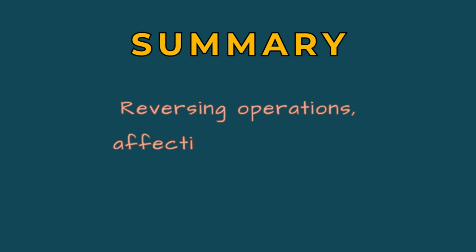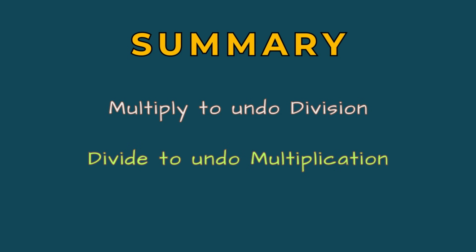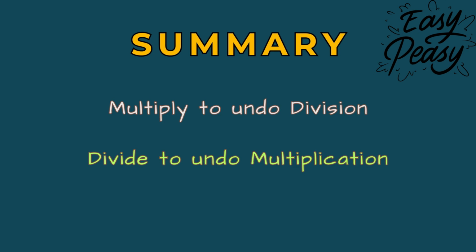To sum it up, solving equations with multiplication and division is all about reversing the operation that's affecting the unknown. Multiply to undo division and divide to undo multiplication. Simple, right? But keep practicing and soon you'll be solving these equations in no time.